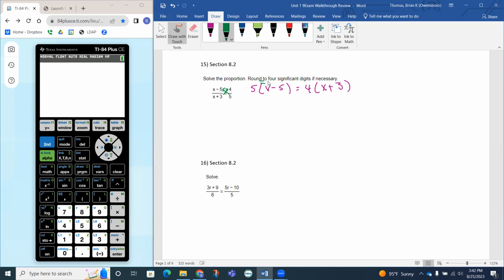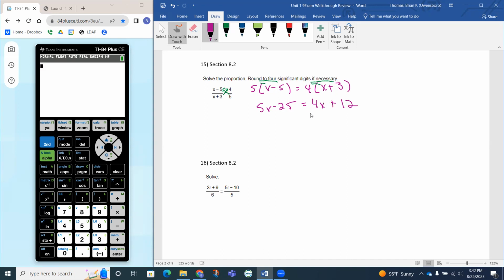So to remove parentheses now, though, I got to use distributive property. So this 5's got to go through here. So 5x minus 25 there. And then I have to do the same thing over here. To remove the parentheses, this 4's got to go through both terms. So it's going to be 4x plus 12.